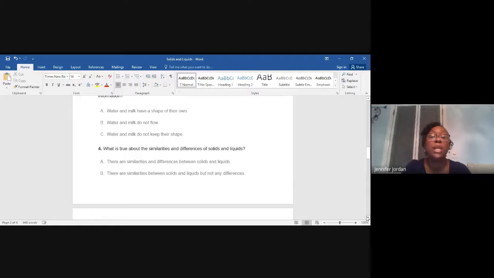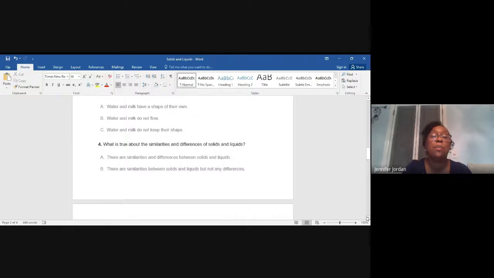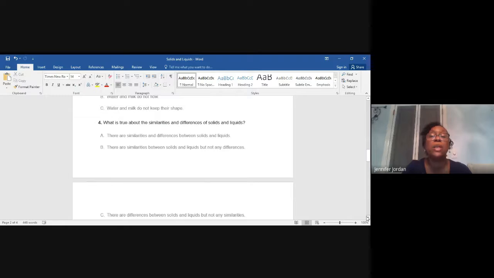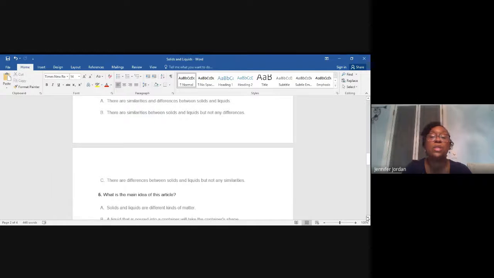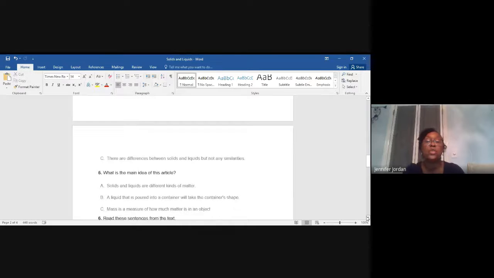What is true about the similarities and differences of solids and liquids? A, there are similarities and differences between solids and liquids. B, there are similarities between solids and liquids, but not any differences. C, there are differences between solids and liquids, but not any similarities. Okay, choose your answer now.